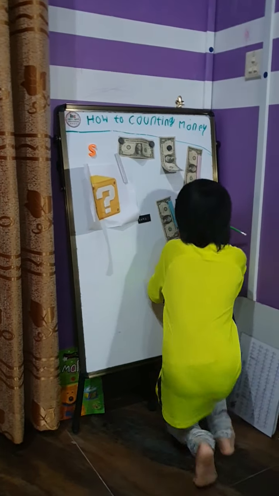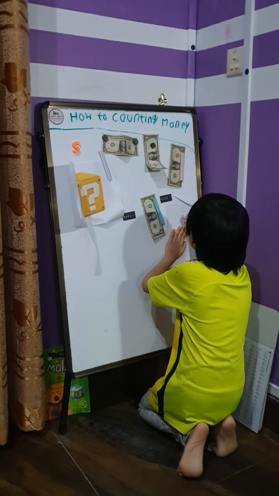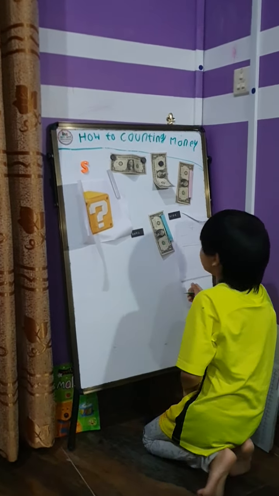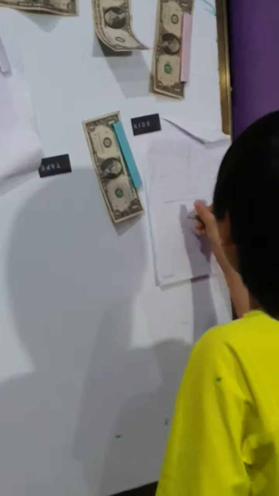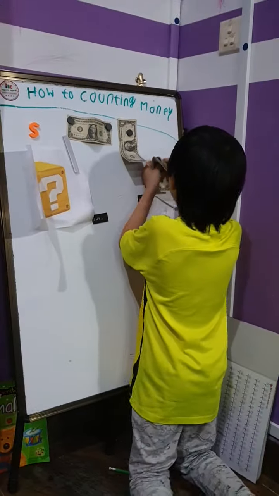So I'm telling you, what is 4 minus 3? 4 minus 3 is 1. So they give you maybe this $1, I think. $1. So let's go to the second one.